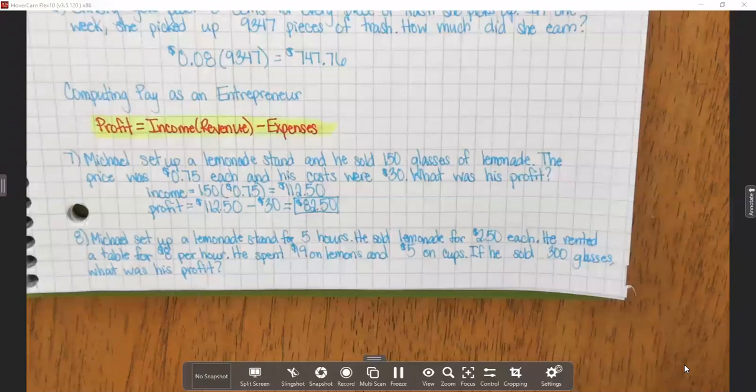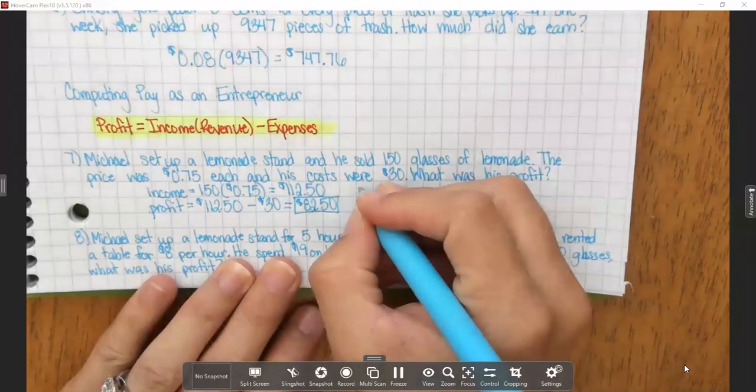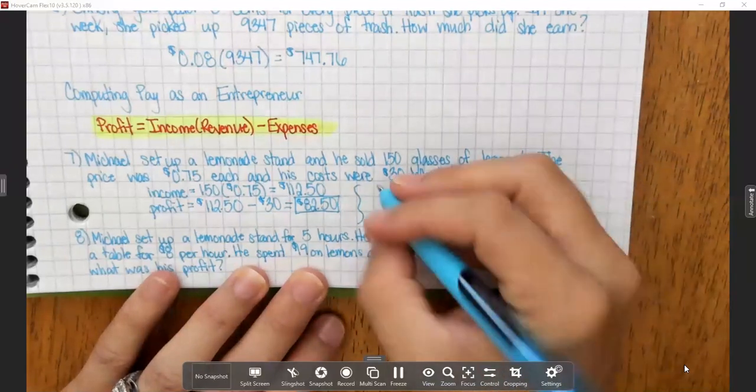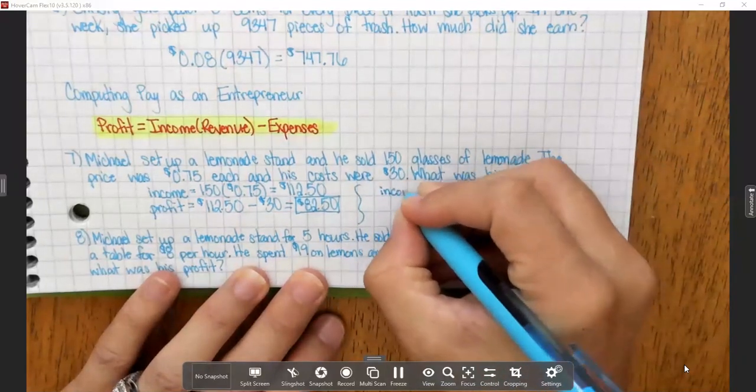Okay, so again, he set up a lemonade stand for 5 hours. He sold lemonade for $2.50 each. He rented a table for $8 per hour. He spent $19 on lemons and $5 on cups. If he sold 300 glasses of lemonade, what was his profit? So there's a lot more that goes into this one for his expenses. I'm going to do this kind of up here because I was running out of space.